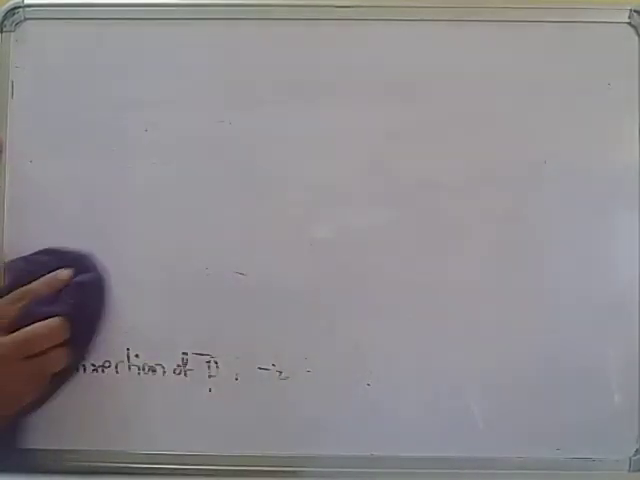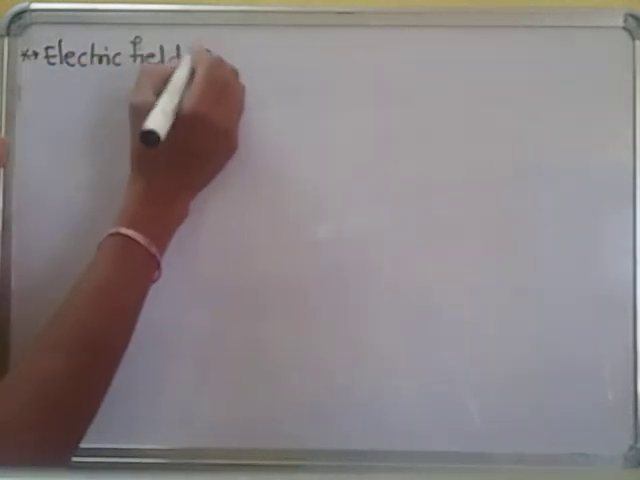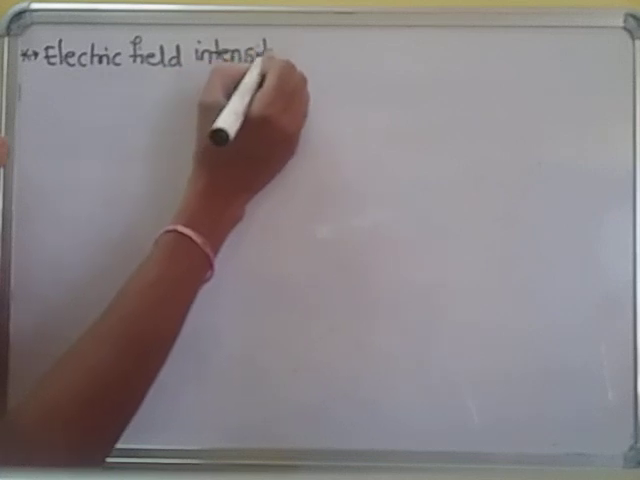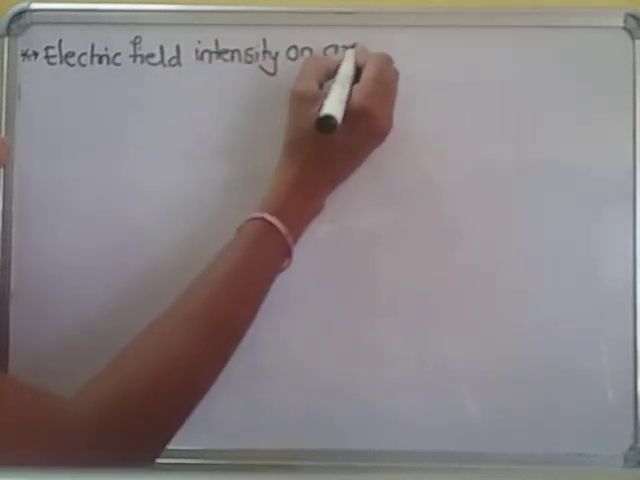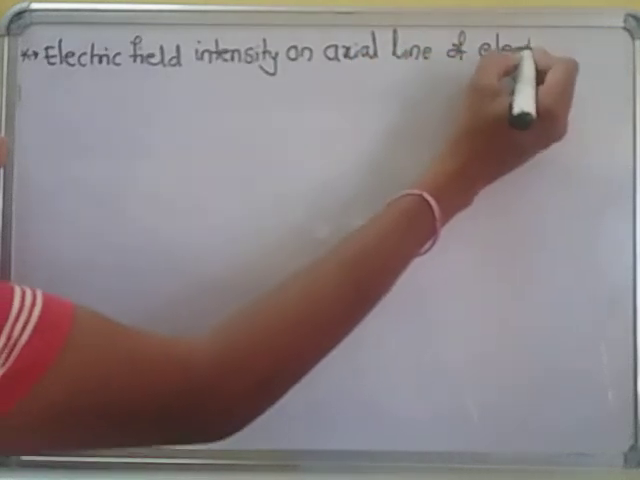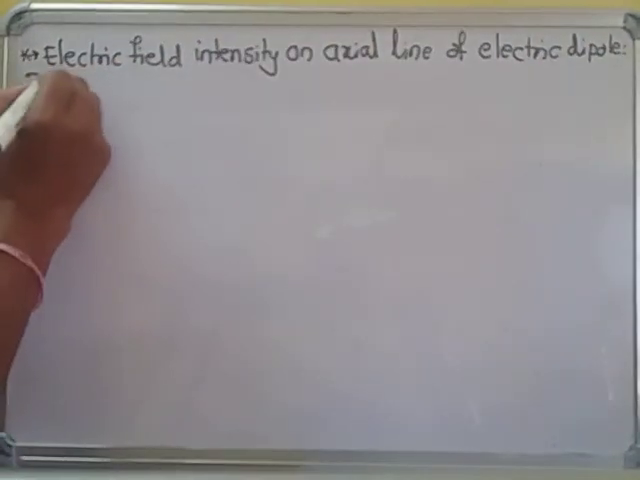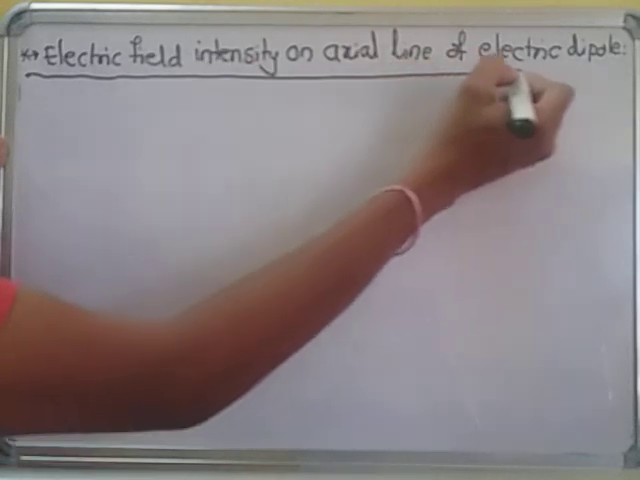The next topic is how to find the electric field intensity due to the dipole. This is a very important topic. First, electric field intensity on the axial line of a dipole. Axial line of the electric dipole. Where we want to find the electric field intensity. Electric field intensity is what? E.